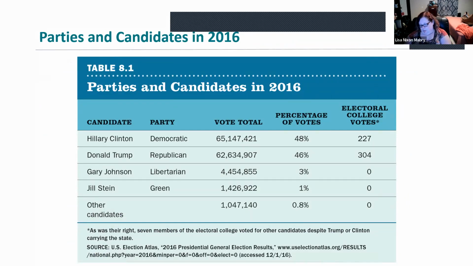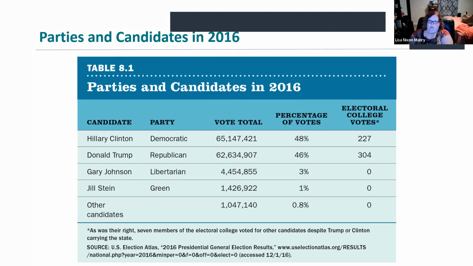So we are on page 232. We talked about political parties, we're still talking just a smidge about that, and then we're jumping into interest groups. On page 232, you see this table here, Table 8.1, Parties and Candidates in 2016. This shows you the two major political parties and then the two large third party candidates.